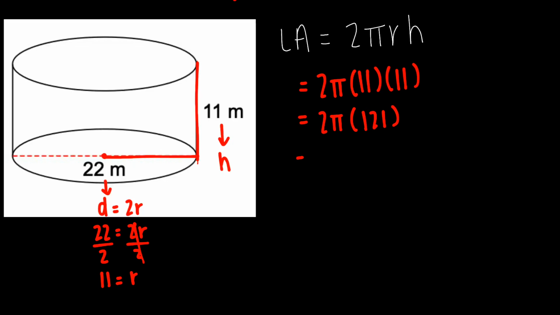And then I'm going to go ahead and do 2 times 121, and I end up with 242 pi as my exact answer for lateral. If I wanted a decimal, you would plug it in with pi, and my decimal would give me 760.27. Either answer works. I'll count either one. It's just up to you which one you want to use.